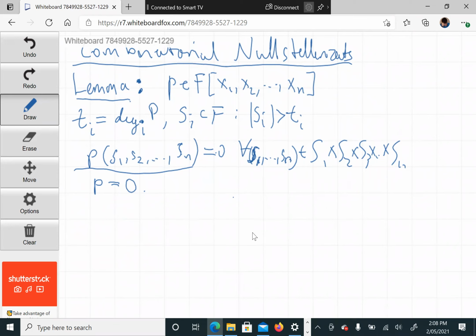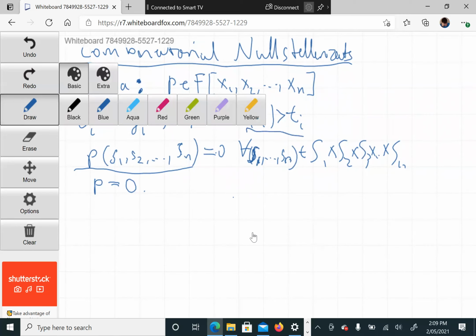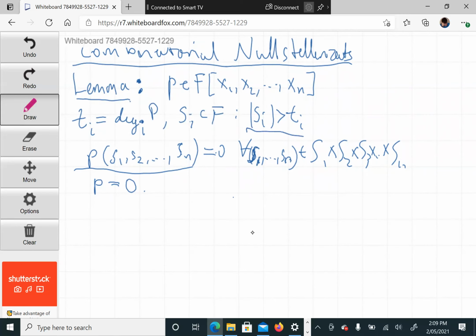So basically what it says is, if you have a polynomial with n variables, and t_i is the degree of P in each variable, so if you consider it as a polynomial in one of the variables, and then if you take a bunch of sets S_i and they all have bigger size than the degrees, so the size of S_i is bigger than t_i. Anyway, what are the sets called?